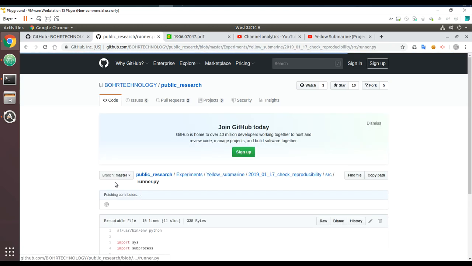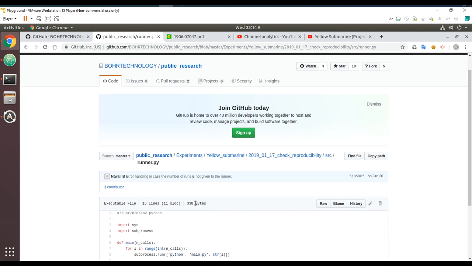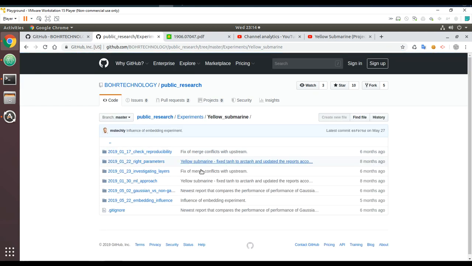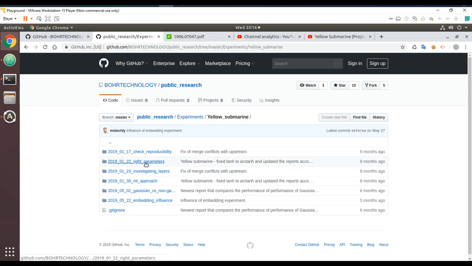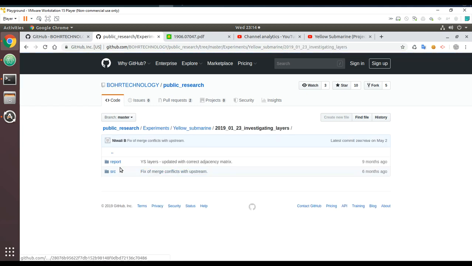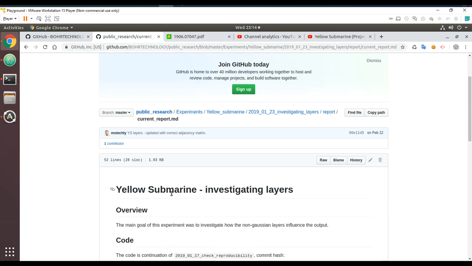Main runner. Experiments. Okay, so this is the Submarine. Okay, yeah. Right, parameters investigating layers. Report. Current report 9 months ago.